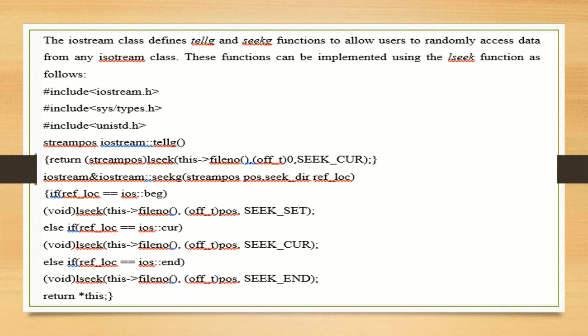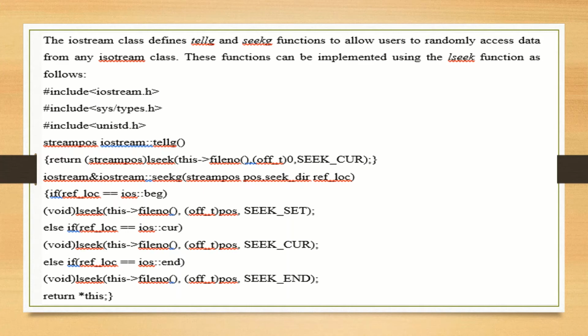Then seekg is the one more function that contains the parameter stream position also. Seek dir refers to locations. If the reference location is ios::beg, the beginning, then you want to go for lseek with the pointer number offset positioned by SEEK_SET, meaning started from the beginning.